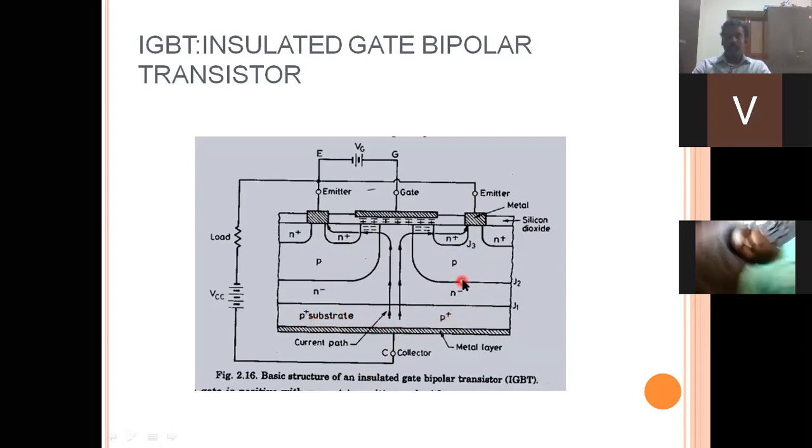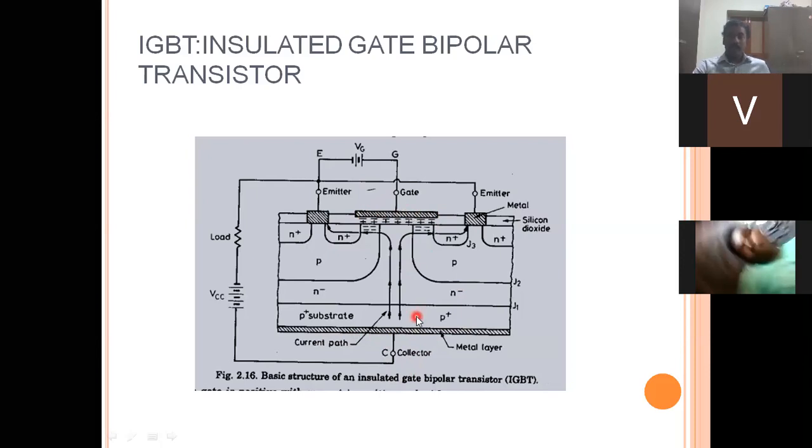In between these two p layers, you are going to have a lightly doped n minus substrate. The emitter terminals are connected, and you are going to have one emitter terminal available as an output, and one collector terminal available. And same as in the case of the MOSFET, you are going to fabricate a metal contact for the gate. You are going to have a metal terminal for the gate.